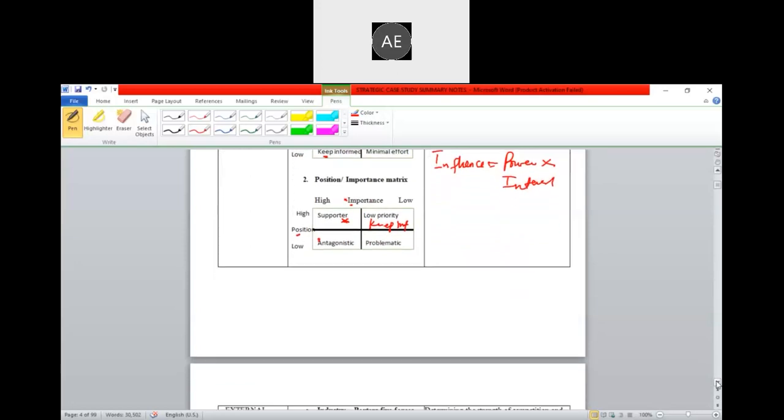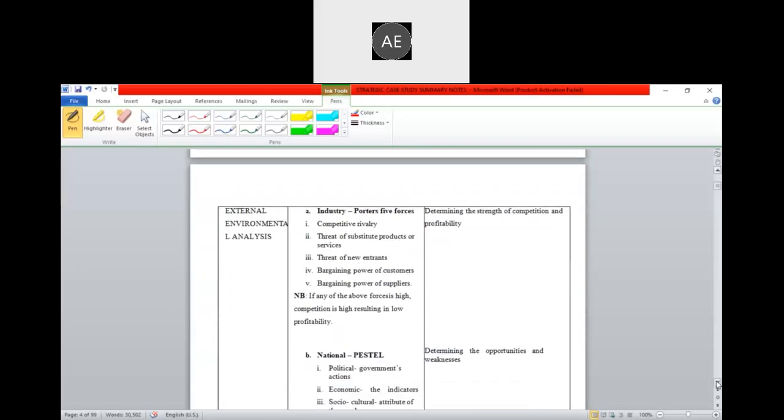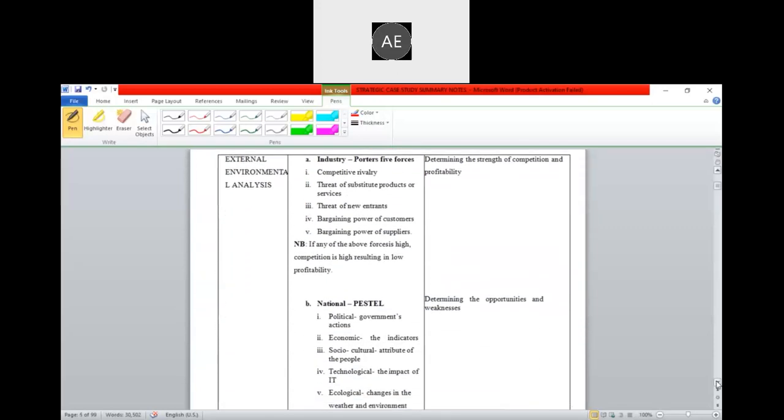Now, after analyzing the purpose of the organization, that is the mission, the vision, the objective, and the core values, as well as the stakeholders' expectation using the Mendelow's matrix or the position importance matrix, the next strategic position analysis is the external environmental analysis. So we want to know the position of the organization with respect to the external environment.